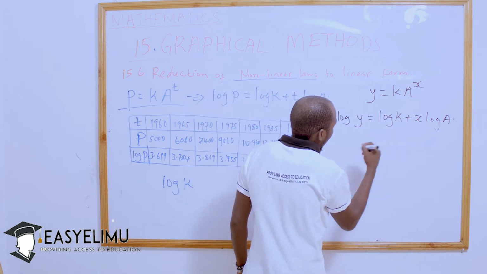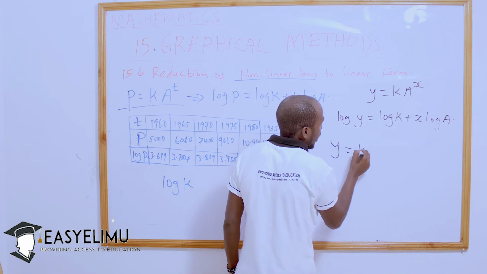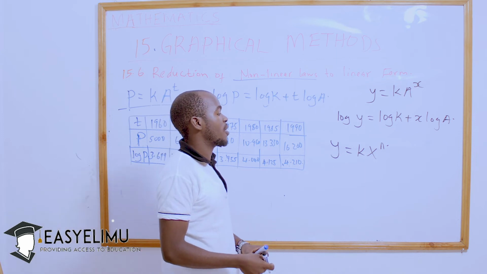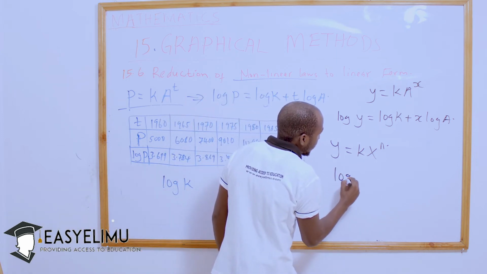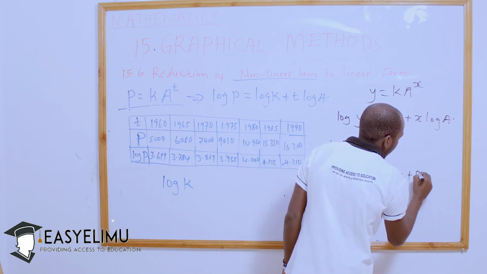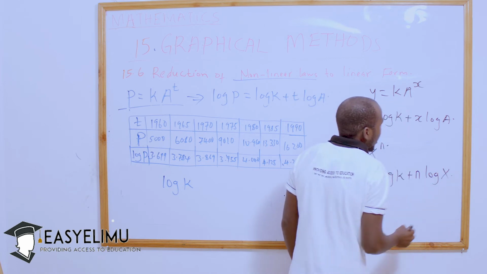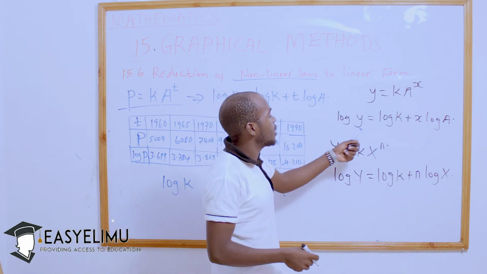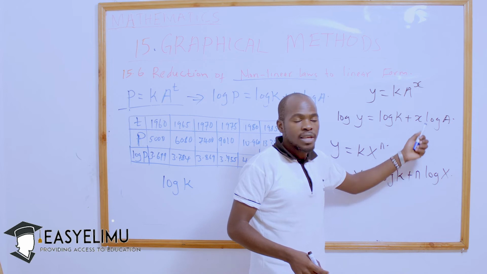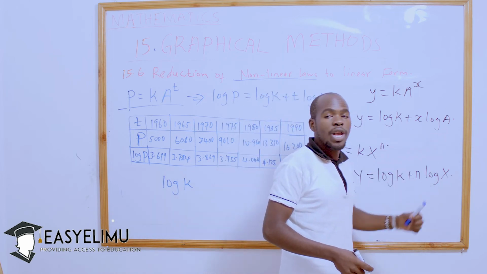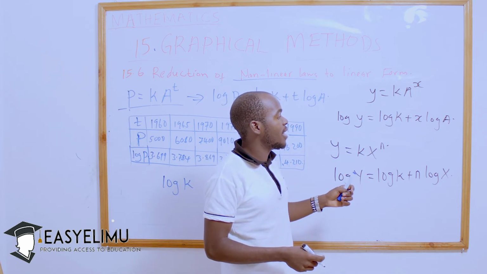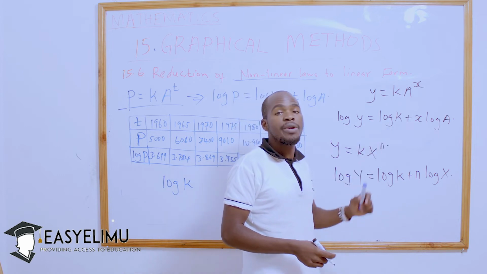Otherwise, you may be given y equals k x raised to n, where n is a constant and k is also a constant. So here still you will get log y is equal to log k plus n log x. But here what will change is this. In this case, you will be plotting log y against log x, and then n will be the gradient of that graph or that linear function, and log k will be the y-intercept.